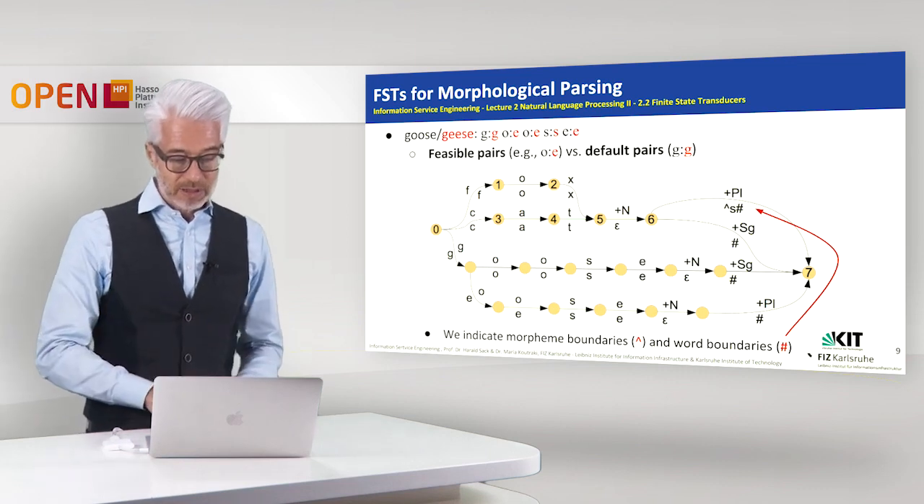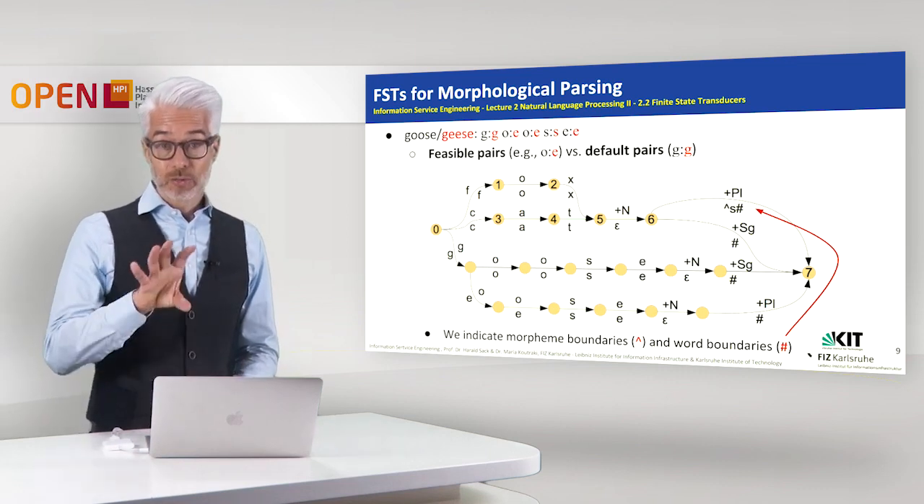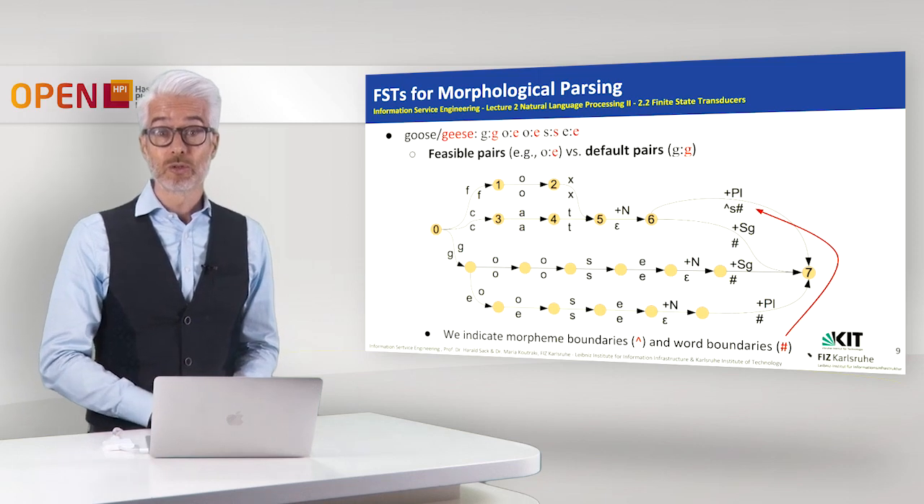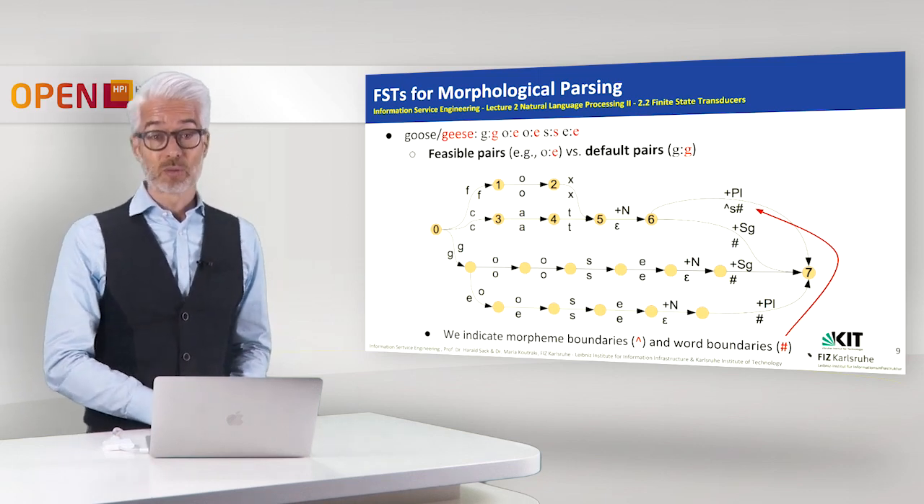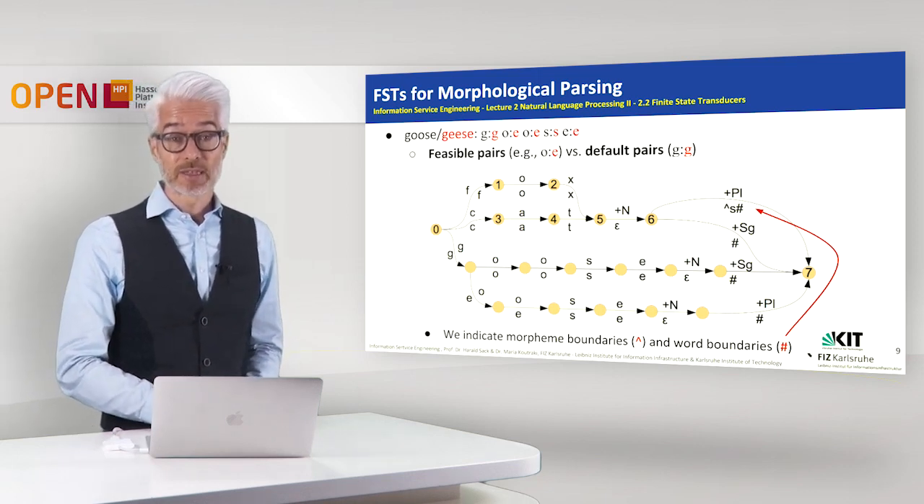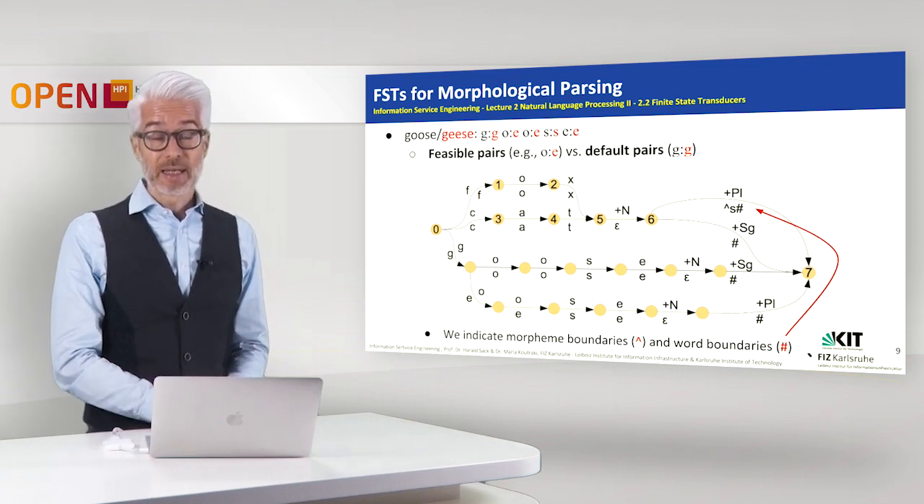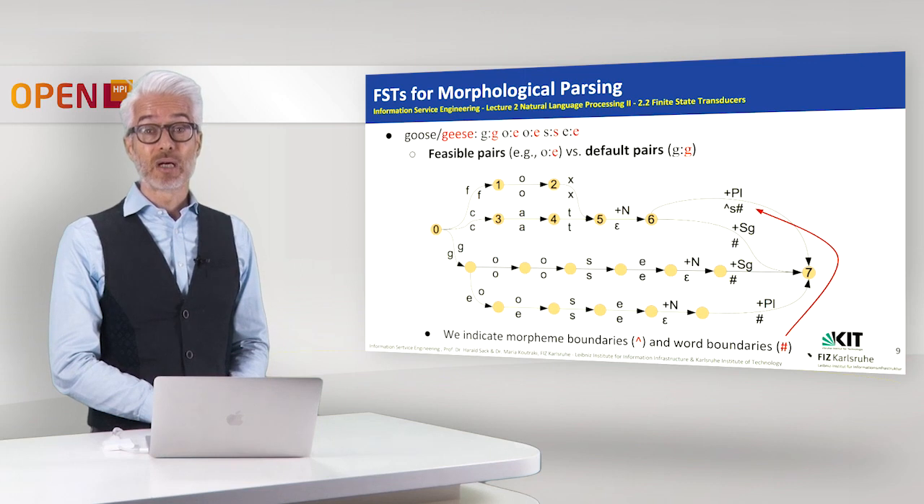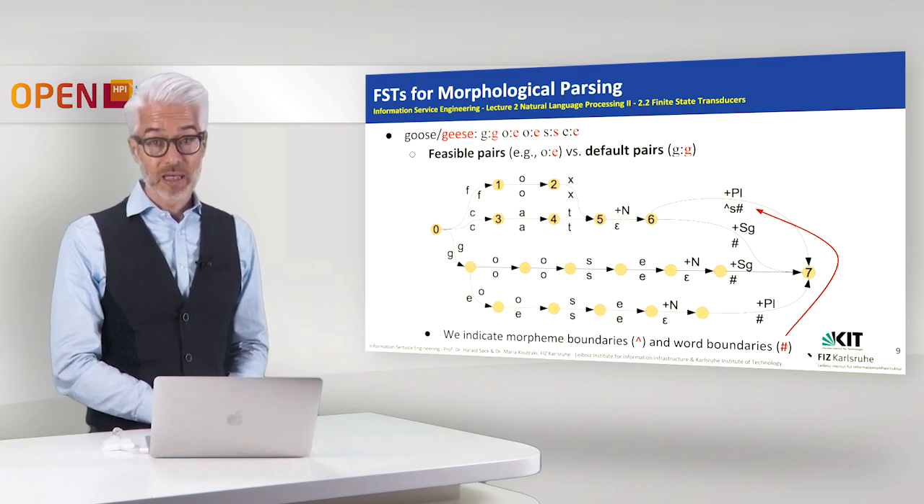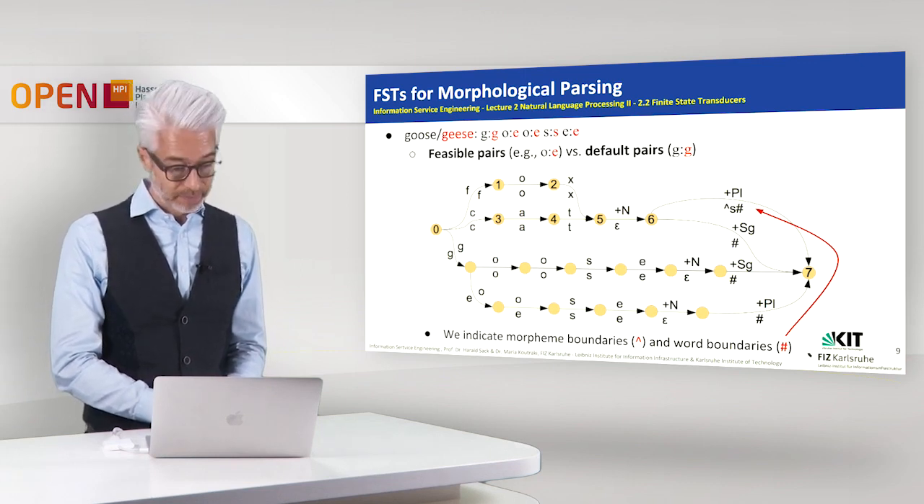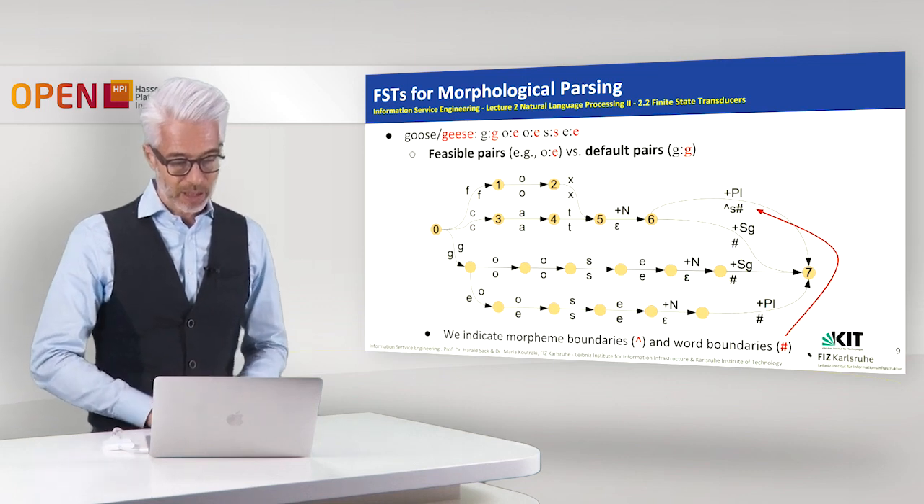Let's read that graph that we see here, for example, and to do that, we introduce two new signs. So for example, we also have to indicate what the boundary of a morpheme is, and we do this with a hat. And also we indicate what the boundary of a word is, and we do this with the help of a hash sign. Okay, let's have a look at the graph.